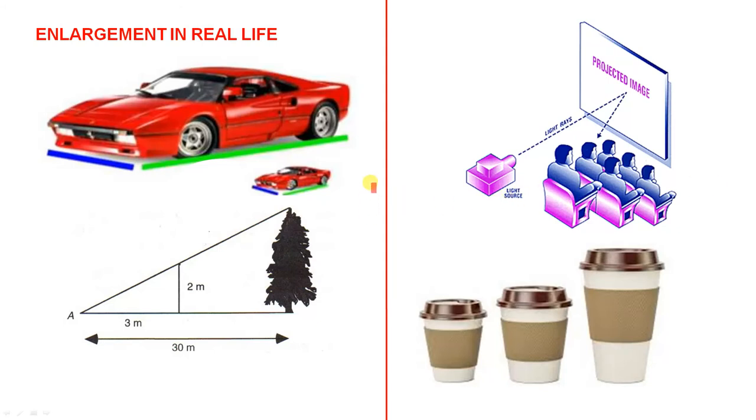Let's look at some examples in real life. Here we have a little model. Let's say that's the original. And here we have the enlargement. That could be the real vehicle.